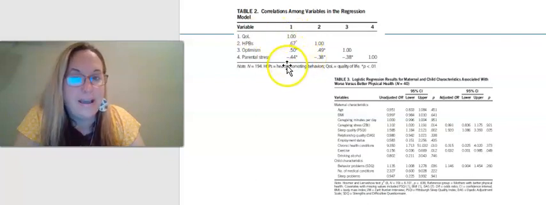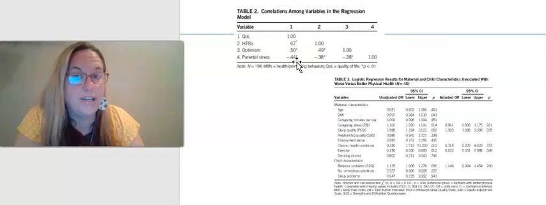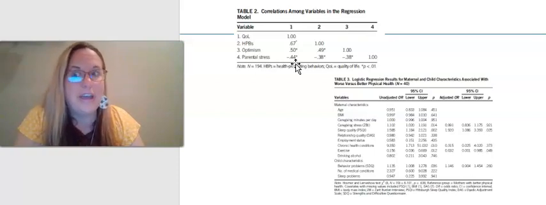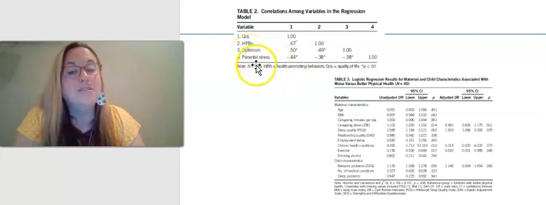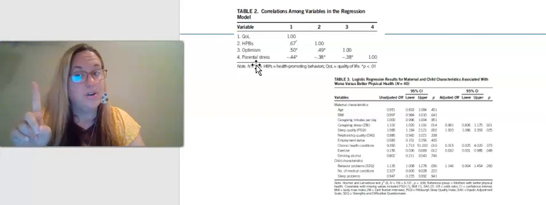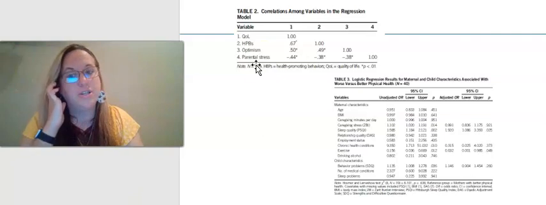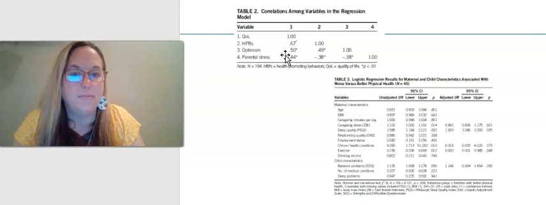Now, if you go down to the next one, you see the negative sign. That means there's a negative or an inverse correlation, and that also has an asterisk. That means it's statistically significant. So how I interpret that is I move from 4 underneath 1. That means there is a statistically significant negative correlation between parental stress and quality of life. So the higher the level of parental stress, the lower their quality of life score. They move in opposite directions. And a positive means they both go up or they both go down. They move in the same direction.